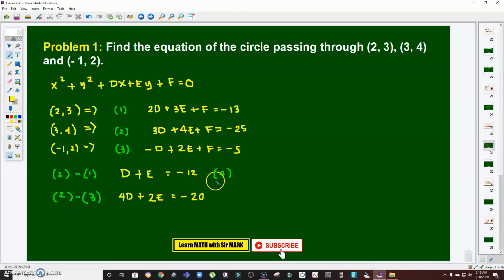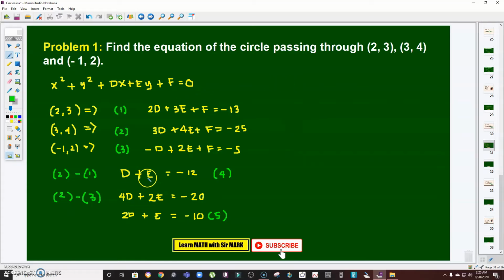So this will be our equation number 5. But wait, look, we can further simplify this. So notice, even lahat yung coefficient ng variables and the constant. So dividing both sides by 2, we're going to have 2d plus e equals negative 10. See that? So this will be our fifth equation. Okay, now, so we're done with f.